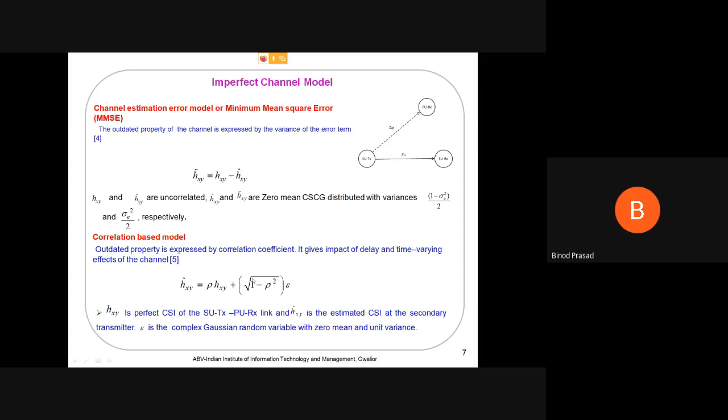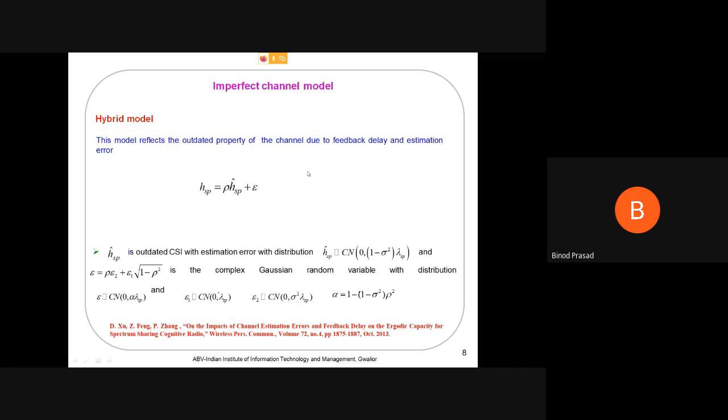So this model will help to analyze the impact of error. That is, if there is some kind of feedback delay, then due to the delay there will be some kind of error in the channel information. And if there is any error in the channel information, then how to allocate the transmit power of the SU so that it does not produce any harmful interference to this PU receiver, that is a licensed user. And then using that approach, how to evaluate the performance of this SU user. So this is the second, and there is a third model, that is a hybrid model, which incorporates both kinds of errors.